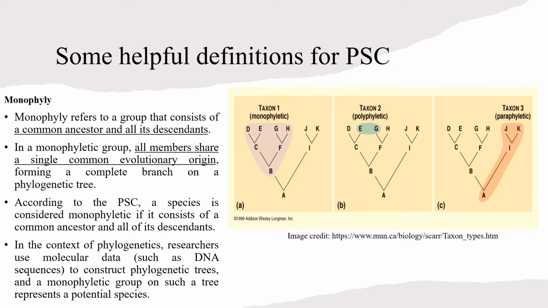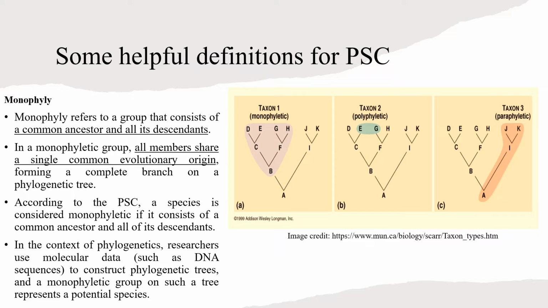The other concept that we just heard is called monophyly. What does it mean, monophyly or a monophyletic group? As you see in part A in the picture on the right, monophyly refers to a group that consists of a common ancestor and all its descendants. As you see here in the color purple, it's B as a common ancestor, and then you have C and F, and C and F are common ancestors of groups D and E and G and H respectively. In a monophyletic group, all members share a single common evolutionary origin, forming a complete branch on a phylogenetic tree.